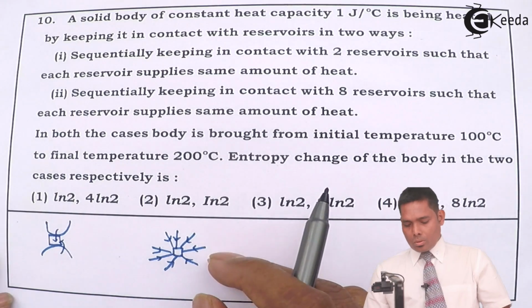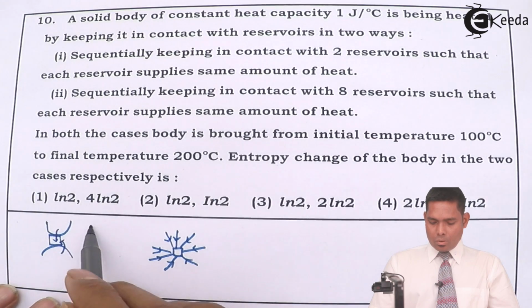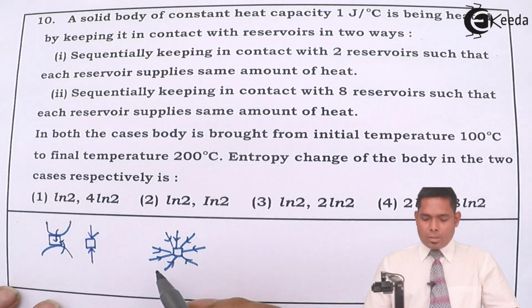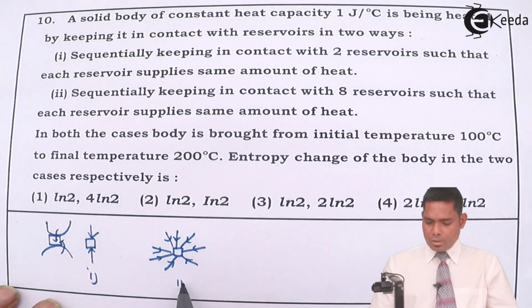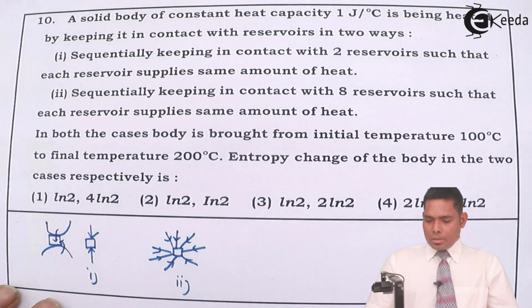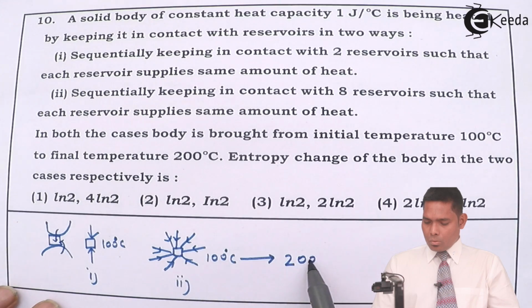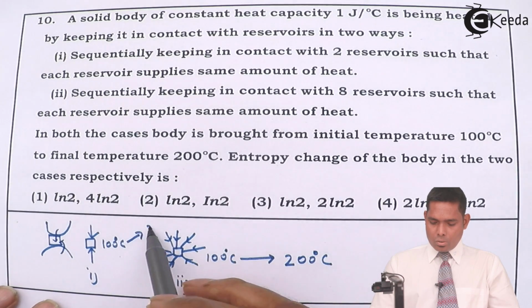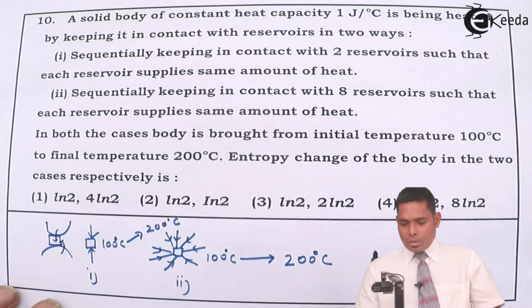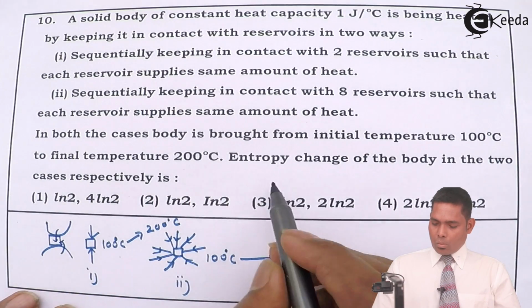So here there are two reservoirs supplying heat and here it is 8. So this is the first case, this is the second case. In both the cases the body is brought from initial temperature 100 degree centigrade to the final temperature of 200 degree centigrade. The question asks for the entropy change of the body in the two cases respectively.